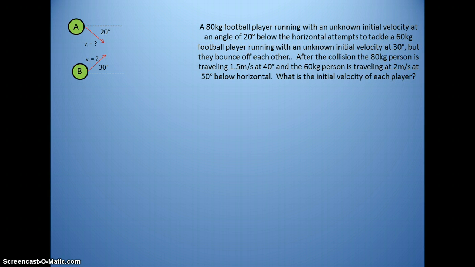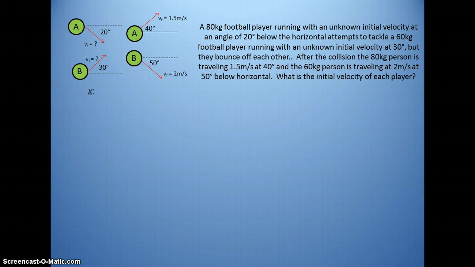I start with a picture. In this case, we don't know the initial velocities, so I've just labeled them a question mark. Afterwards, they are no longer together. This is an inelastic collision, but we do know their final velocities and directions.